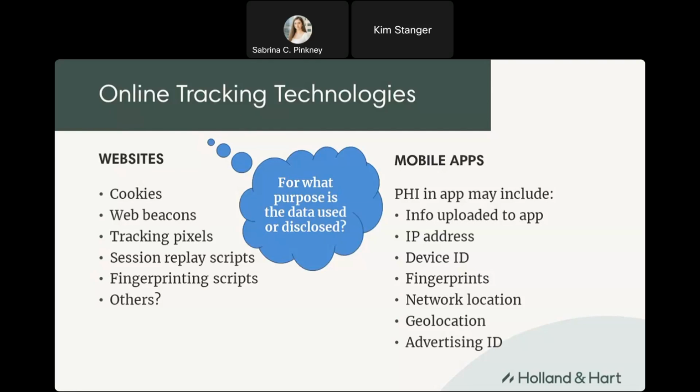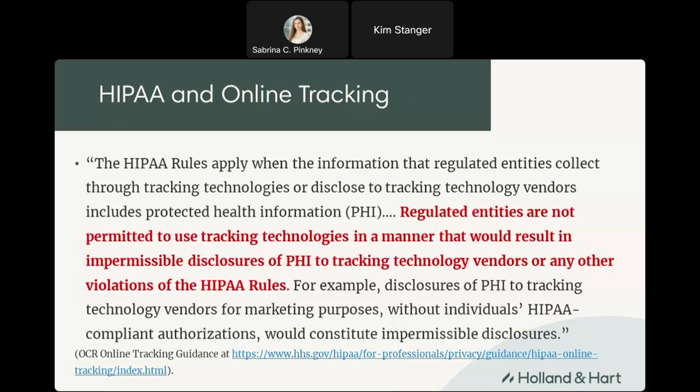So assuming these tracking tools are accessing individually identifiable health information concerning a person's healthcare or payment for their healthcare, then HIPAA is going to be triggered. And the question is, okay, why are they using that information? Because HIPAA would only allow you to use that information for certain purposes without the patient's authorization. In that guidance, the government emphasized the regulated entities, those are entities that are covered by HIPAA, i.e. covered entities and business associates. They're not permitted to use those tracking technologies in a manner that would result in impermissible disclosures of PHI to tracking technology vendors or any other violations of the HIPAA rules.